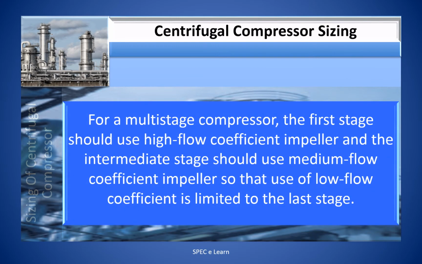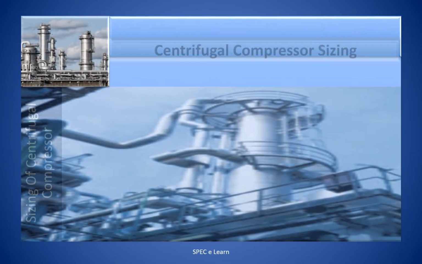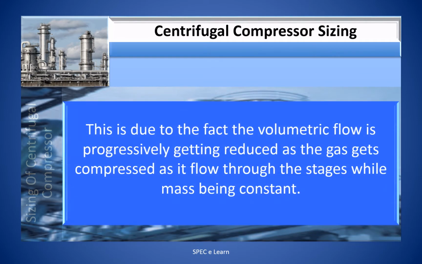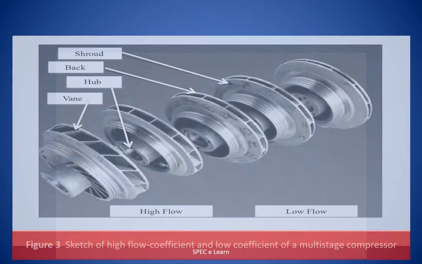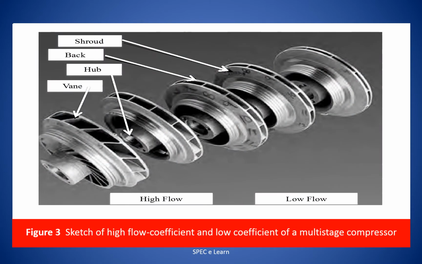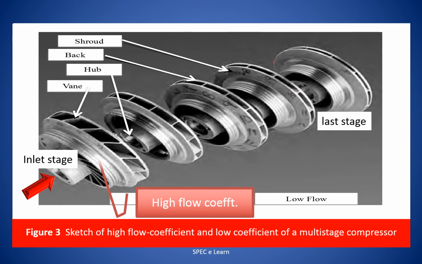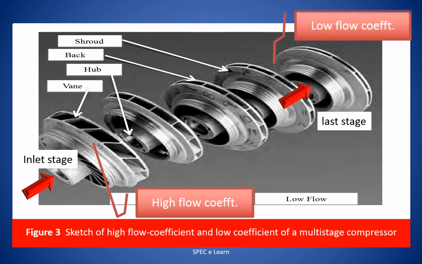For a multi-stage compressor, the first stage should use a high flow coefficient impeller, and the intermediate stage should use a medium flow coefficient impeller, so that use of low flow coefficient is limited to the last stage. This is due to the fact that the volumetric flow is progressively getting reduced as the gas gets compressed as it flows through the stages while the mass is constant. This figure illustrates the high flow coefficient at the inlet and low flow coefficient at the discharge end of the compressor. Note, the impeller width is getting smaller from the compressor inlet end to the discharge end.